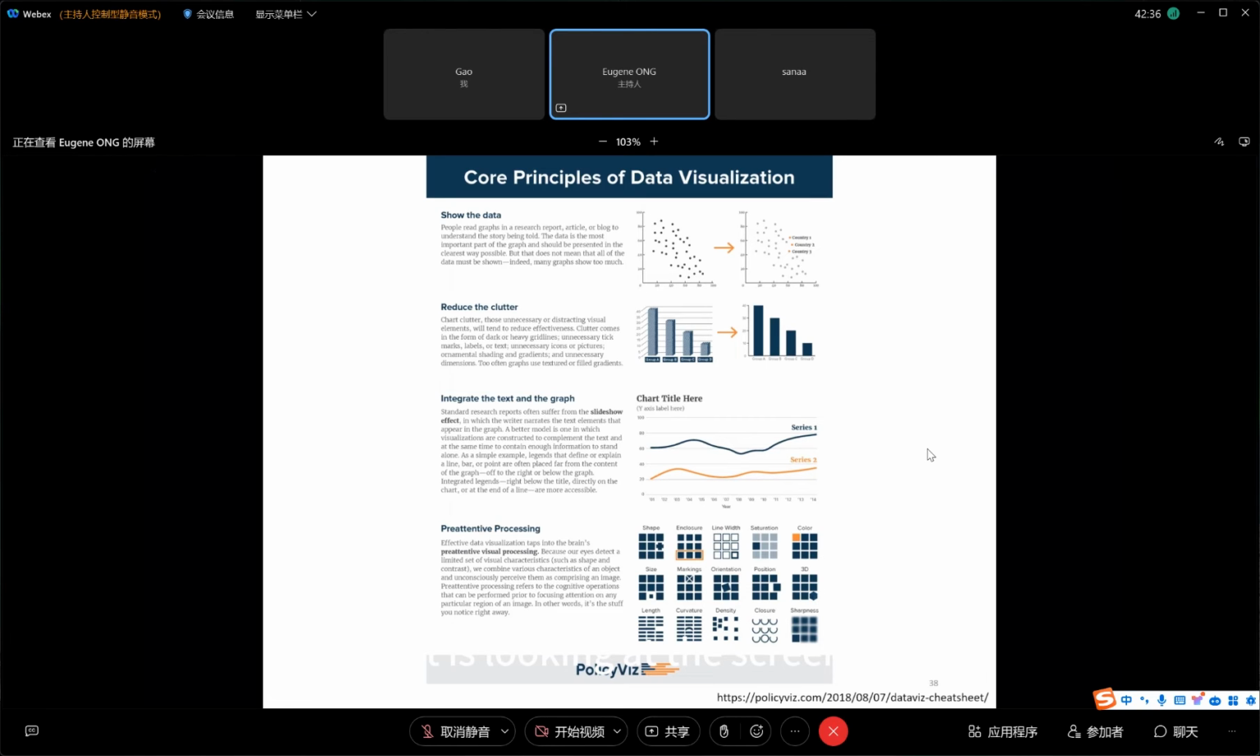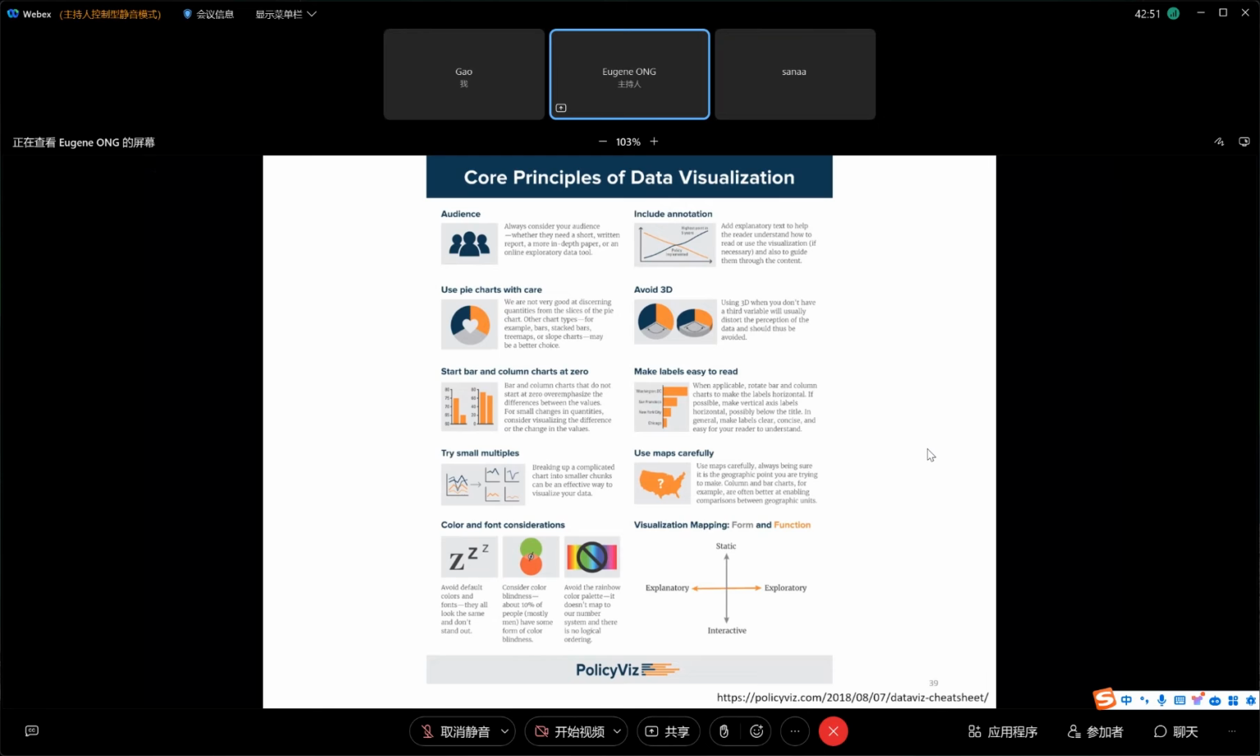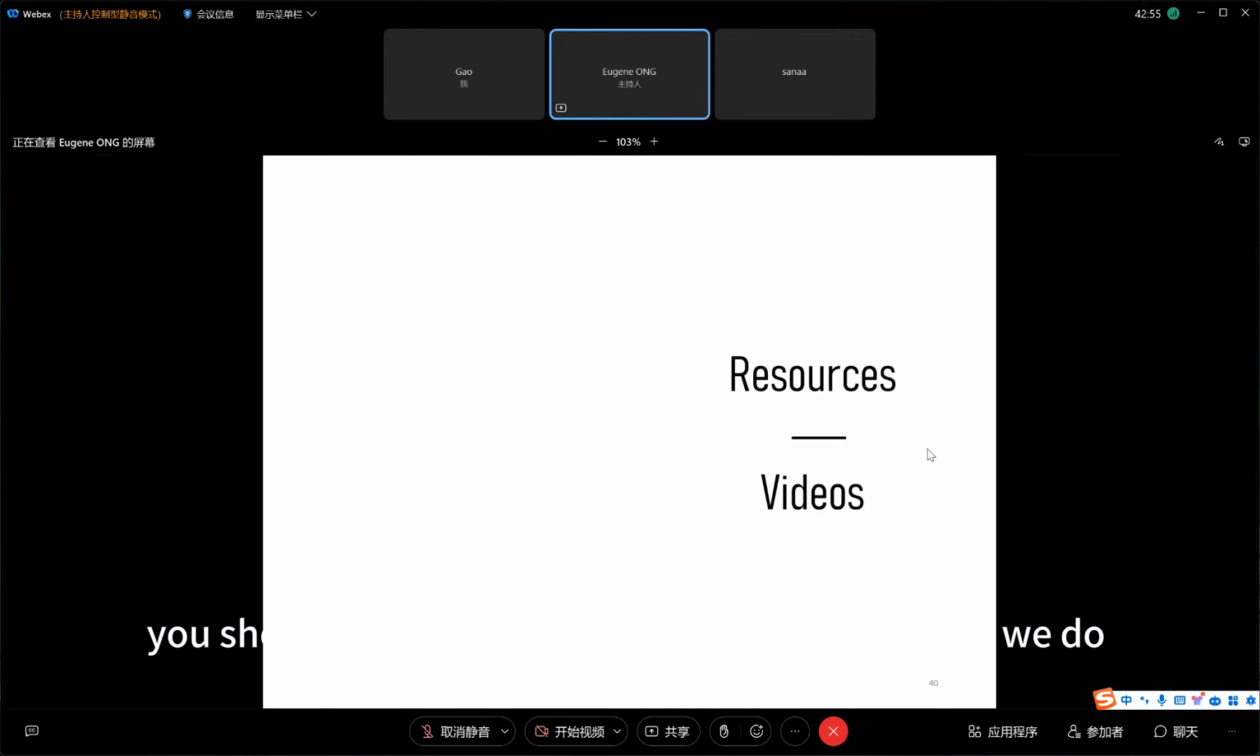It is looking at the screen, it is listening to the presenter, and at the same time, maybe a third thing is trying to analyze the data. So you shouldn't let the audience analyze the data. You should prepare everything in advance before we do that.